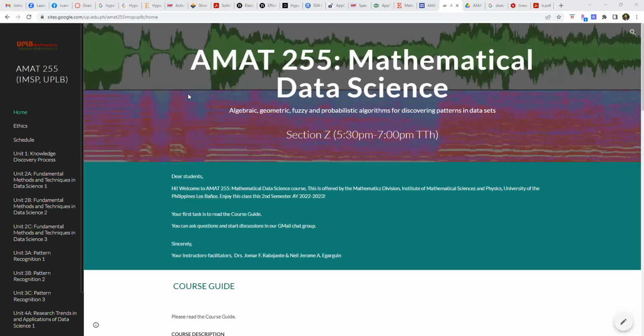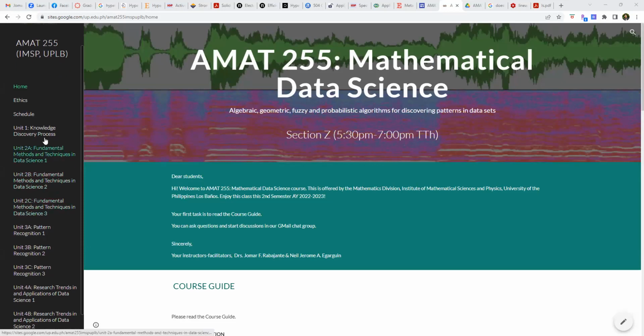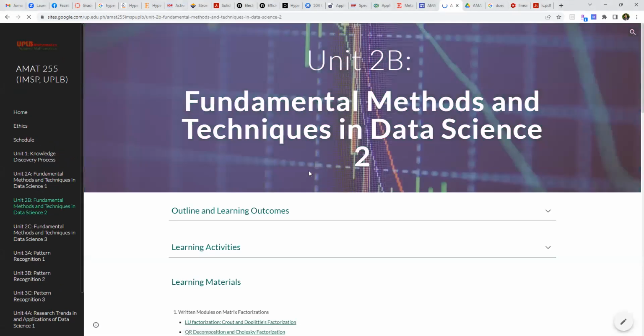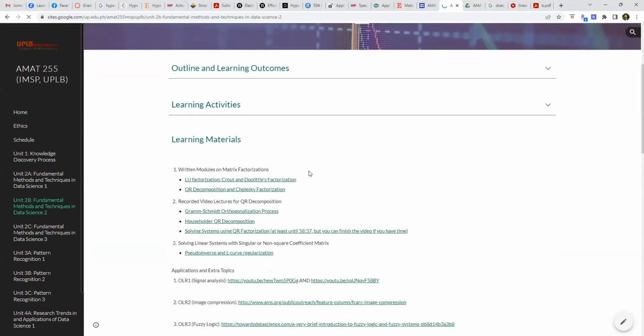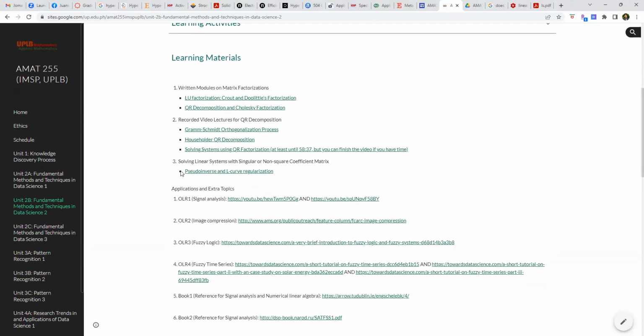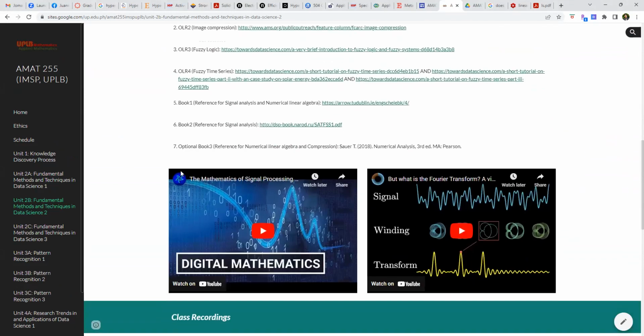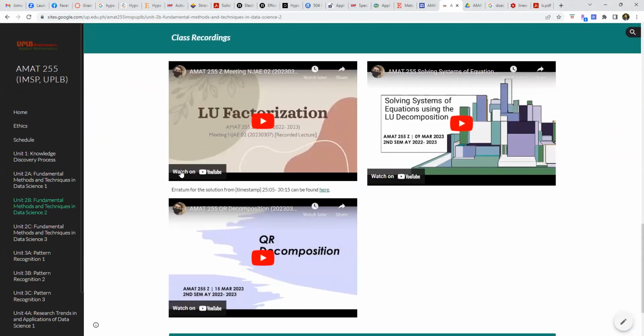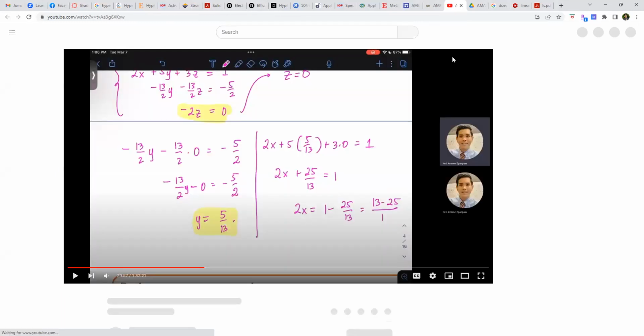So this is the home page. On the left side, you have all the links to the different pages organized by unit. You go to Unit 2B, Fundamental Methods and Techniques in Data Science 2. Click on that, and you'll be brought to this page. The learning materials are here; we used the two bullets under number 1 and number 3. And then the video recordings are here.